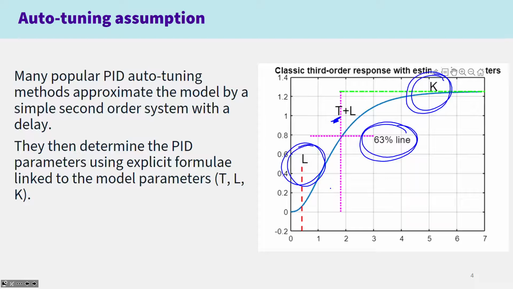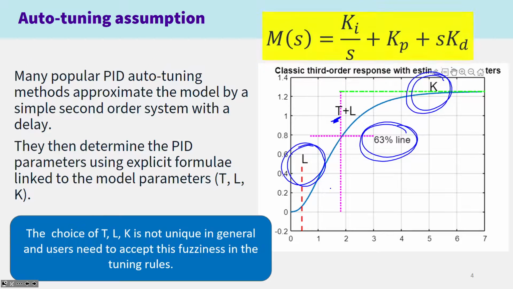So here's the key thing. The user has to make choices for these parameters. Where exactly are you going to put them? And the auto-tuning method takes these parameters and forms the control law. So the choice of T, L and K is not unique. It's not fixed. L might be here, it might be there, because systems don't have a real delay in practice, they have an almost delay. So there is a bit of fuzziness in your choices, and that fuzziness will translate into the PID design, and you basically have to live with that.